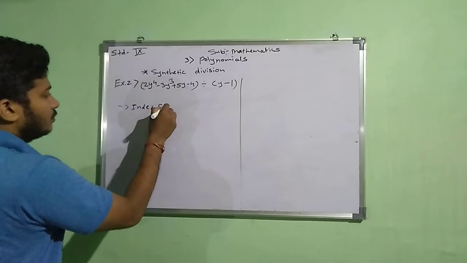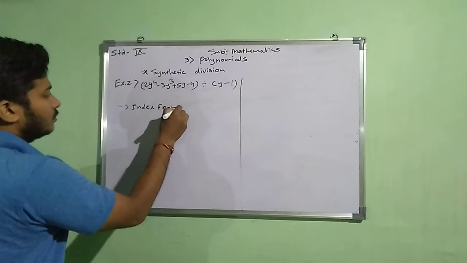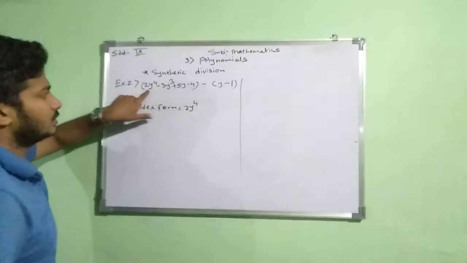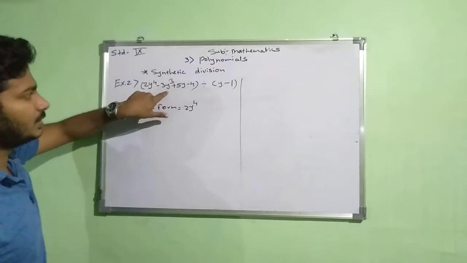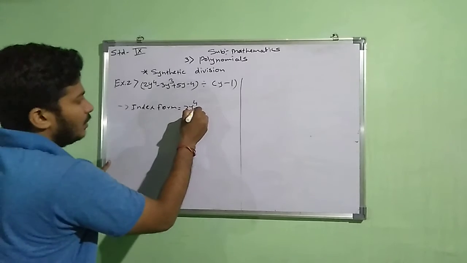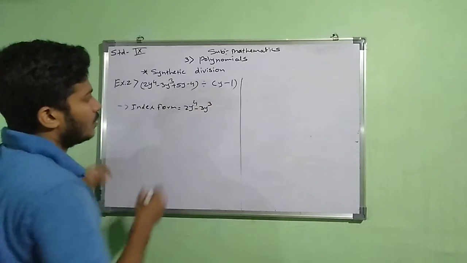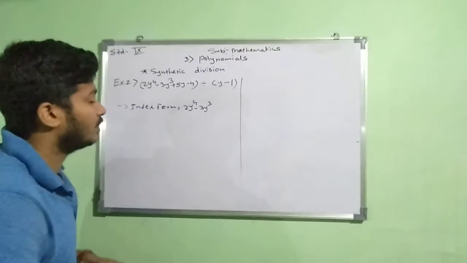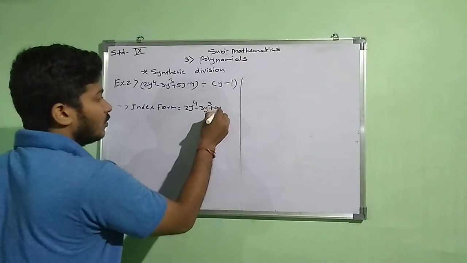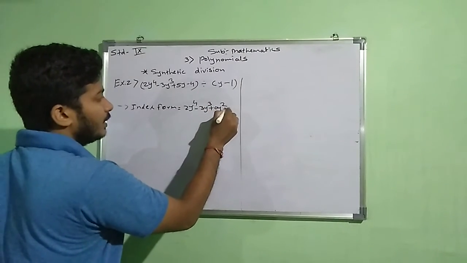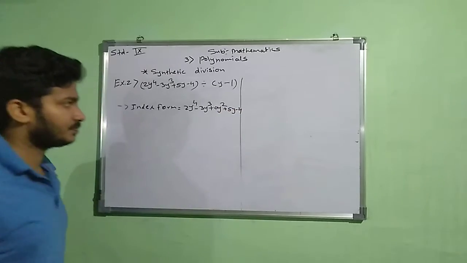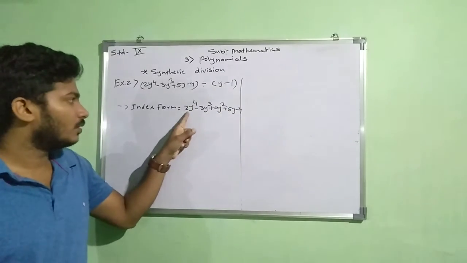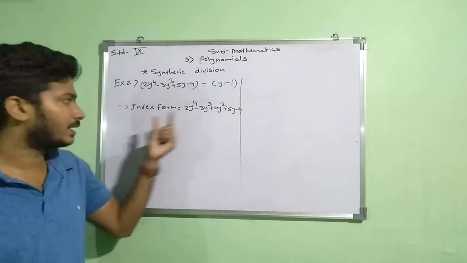Index form is equal to, so 2y raised to 4 will come as it is. Then the variable with power 3. Now the variable with power 2 is missing, so we have to write plus 0y square plus 5y minus 4 as it is. So now you can see the highest degree is 4. How many terms do we have? 1, 2, 3, 4, 5. So now it is correct. This is the index form.